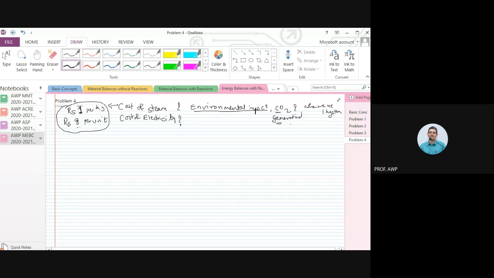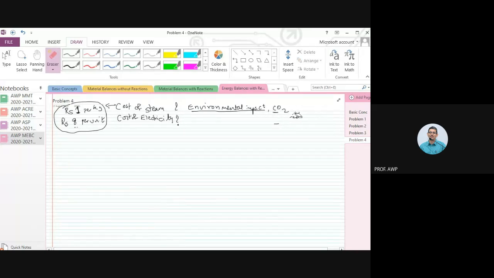How much CO2 is generated when I use 1 unit of electricity? And then the same thing we can extend to the cost of cooling also. If I have to cool something, how much cost am I going to incur? What is going to be the environmental impact of doing that cooling? How much CO2 is going to be generated by way of that much amount of cooling that we do?